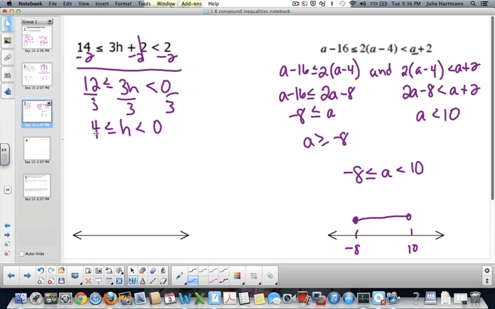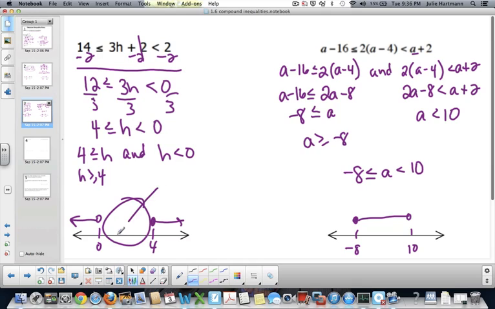Now if you look at this, 4 and 0, they really should be flipped around. Or if you look at it as two separate inequalities, 4 is less than or equal to h, and h is less than 0. Well, this is h is greater than or equal to 4. So greater than or equal to 4 looks like this, less than 0 looks like this. We can't be here and here at the same time. That is no solution. So you really want to be careful with those. Yes, 4, 0, h is in between them, but you've got to look at where they're written.